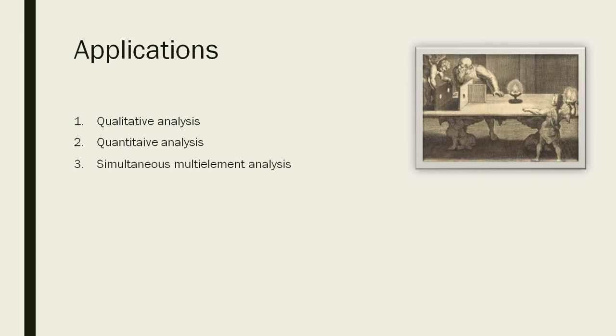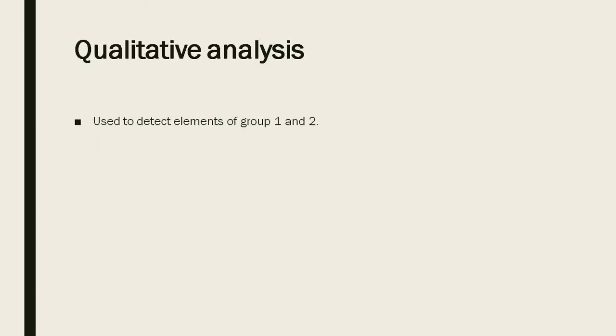Now let us have a look at the applications of flame photometry. It can be used for qualitative analysis, that is to find out which metal is present, and for quantitative analysis, that is how much amount. Simultaneous multi-element analysis, that is more than one element can be detected at a time, and some other applications. So let us have a look one by one.